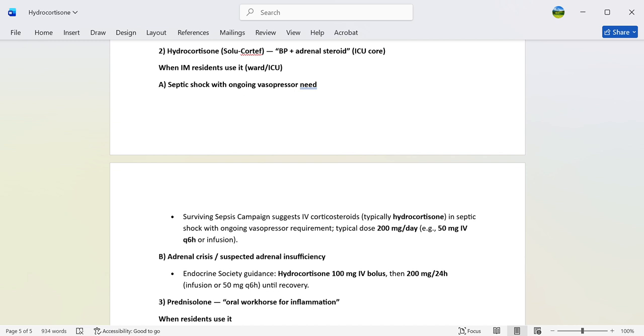At the same time, it also increases sensitivity of alpha receptors toward your vasopressors and increases the effect of vasopressors. Its dose is usually 200 mg per day, so we give it in 50 milligrams 4 times a day. Now, in adrenal crisis, again, it is used. It is the most natural steroid.